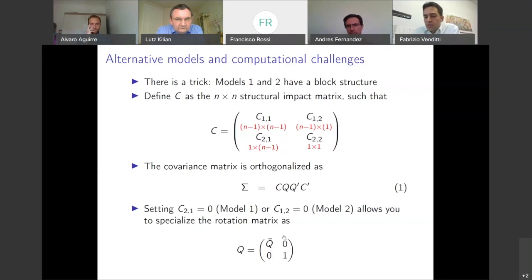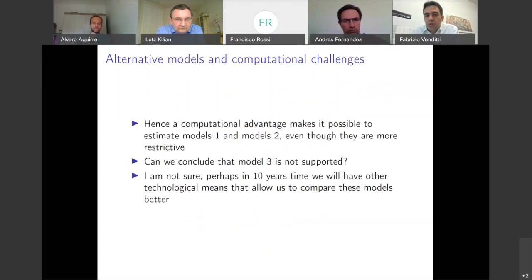And this really simplifies computation because now you have to rotate a matrix Q bar, which is smaller than big Q, and this, in a sense, makes it possible to estimate Model 1 and Model 2 a bit more easily compared to Model 3, even though in theory Model 1 and Model 2 put more severe restrictions on the space of admissible models.